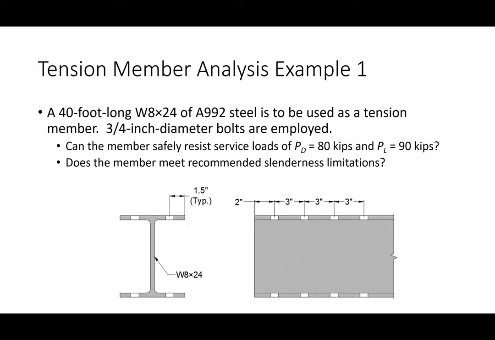Now, I threw some terminology at you. I sort of snuck it in there. When I say service load, I mean a load that has not been factored. So I would then take these loads and use 1.4 dead, or 1.2 dead plus 1.6 live, to factor them. So there is a difference between service loads and factored loads. If I give you a factored load, you do not need to put it in the load combinations because the assumption is it has already been factored. I just wanted to make sure that was clear.